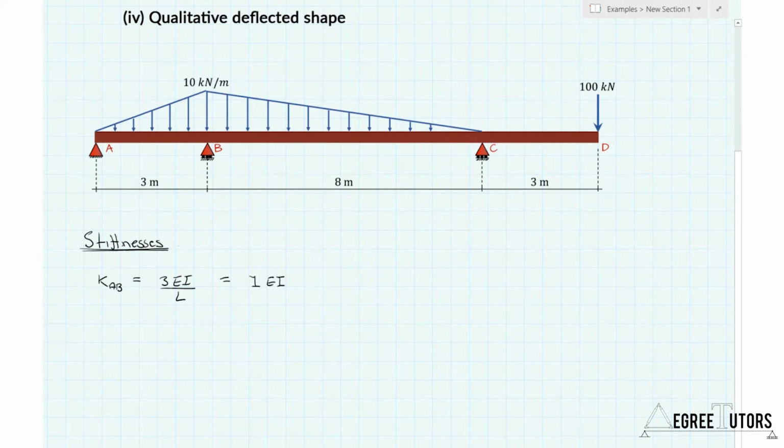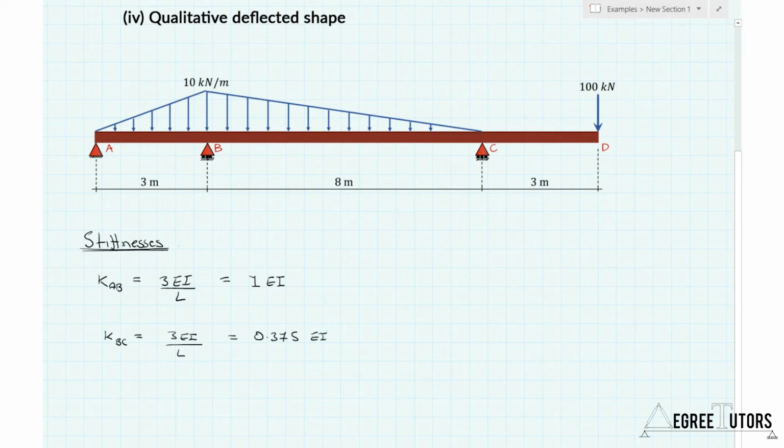Moving on to member BC, we have a similar situation. So K for BC will again be 3EI over L, because if we look at this same situation as the previous member, we have rotational fixity at B because the member flies over support B and is restrained over at A. And at C, our member flies over C, but it's not restrained at D, it's a cantilever at D. And so essentially there is no rotational resistance provided by the structure at joint C. So what we would say is KBC is 3EI over L. L in that case is 8 meters, and so 3 over 8 will give us 0.375 EI.